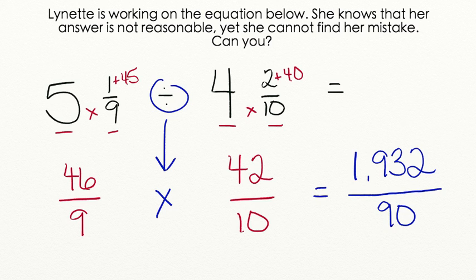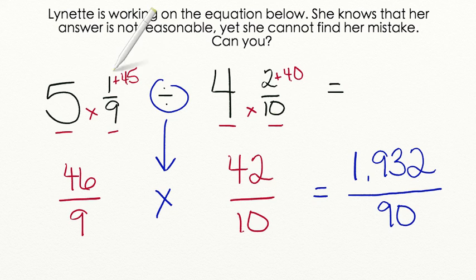Lynette is working on the equation below. She knows that her answer is not reasonable, yet she cannot find her mistake. Can you? Let's walk through each of the steps together so that we can identify her mistake. We have 5 1/9 that she's dividing by 4 2/10.